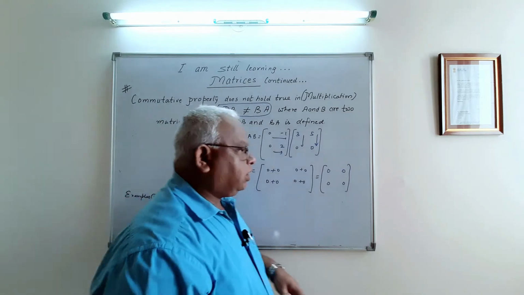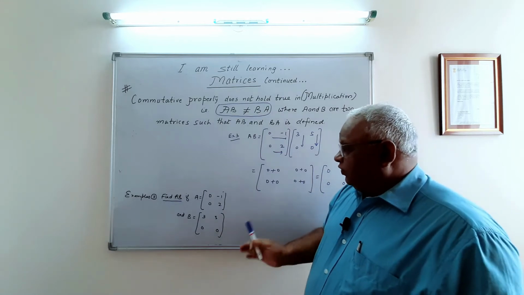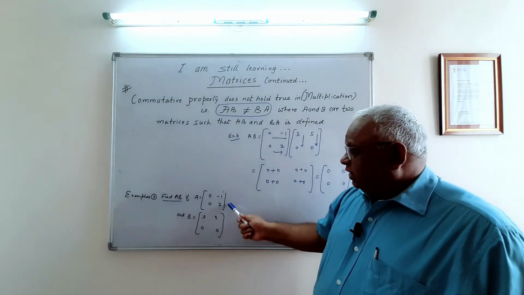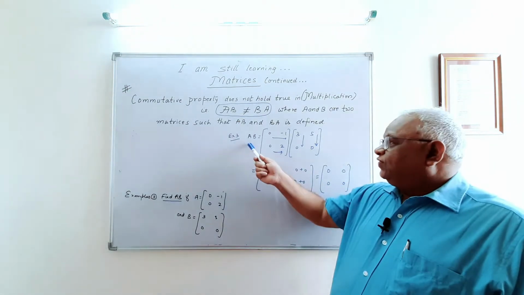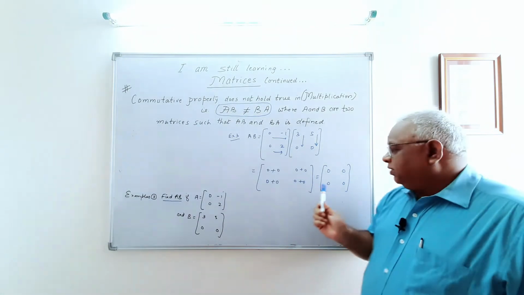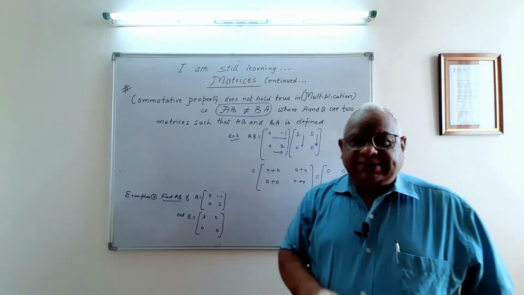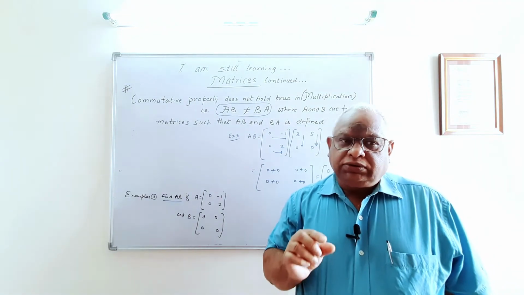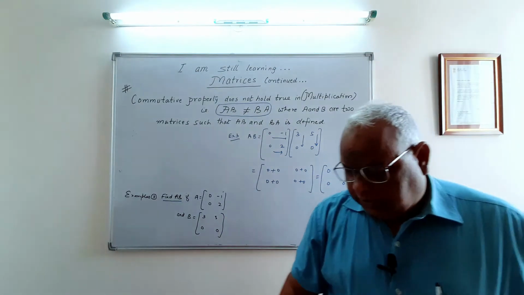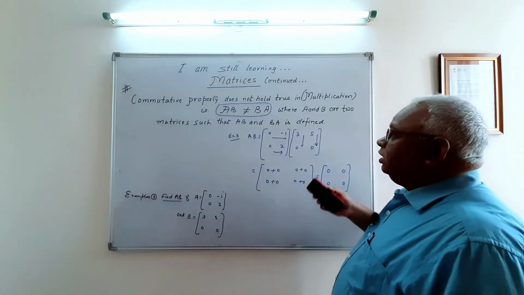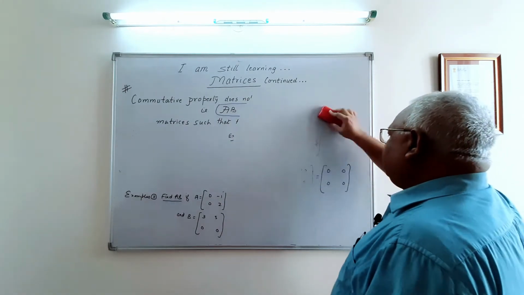What is the importance of this example and why have I chosen this example? The reason is, here you can see that A and B both are non-zero matrices. But what is the resultant of A and B? It is coming out to be a zero matrix. So this is the best example to understand that the product of two non-zero matrices can result in a zero matrix, right? So these were three important things regarding this commutative property, three examples.